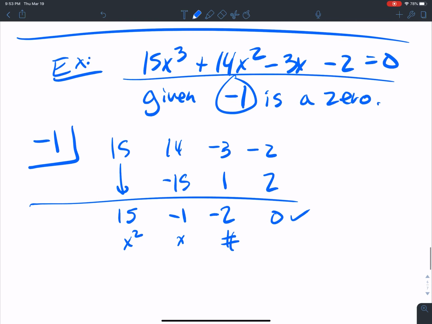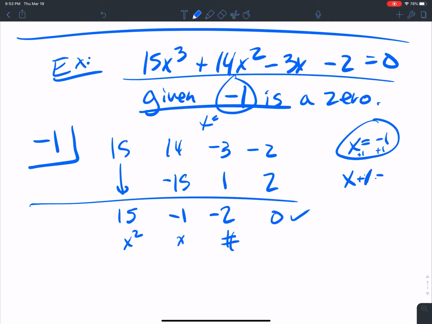So what is this telling me? This is telling me, look, if this is a 0, that means x is equal to negative 1, right? X equal to negative 1 is a solution. So if x equals negative 1 is a solution, then x, and then I add 1 to both sides, and what do I have it equal to? It's equal to 0. This is my factor right here. Okay, so we're kind of reverse engineering.